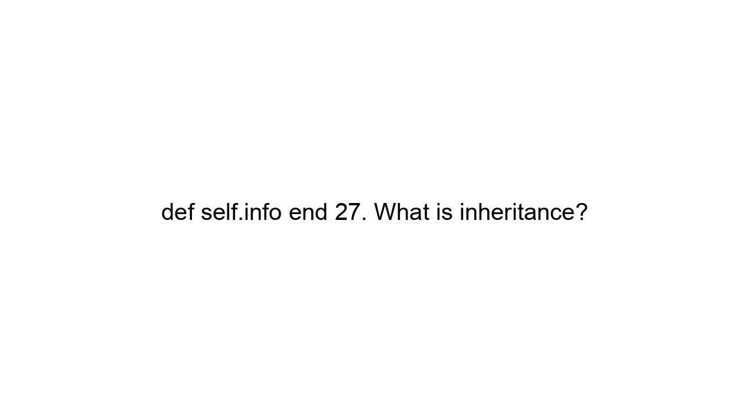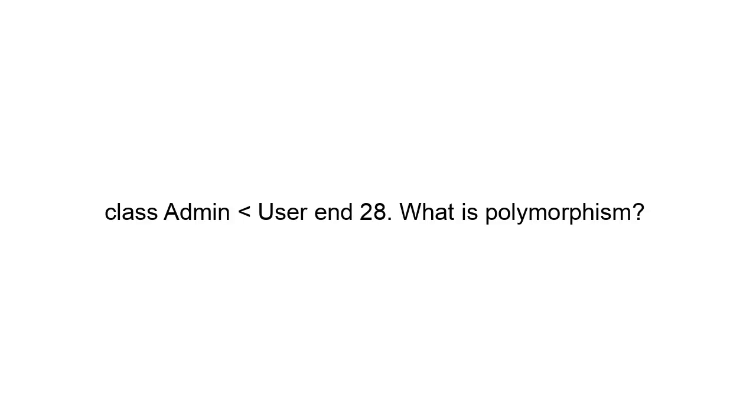27. What is inheritance? Child class inherits parent behavior. Example: class AdminUser < User, end. 28. What is polymorphism? Same method behaves differently. 29. What is encapsulation? Restricting direct data access. 30. What is abstraction? Hiding implementation details.